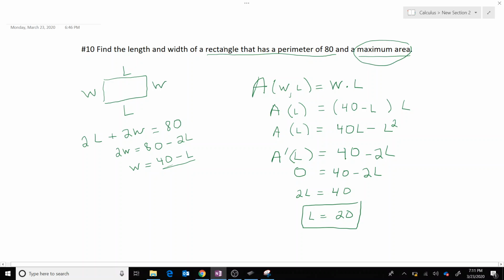But of course, this problem asked me to find the length and the width. So how am I going to find the width? I'm going to come back over here and use this equation to find the width. I know that the width is equal to 40 minus the length. And in this case, I knew the length was 20. And so the width apparently comes out to be 20 as well.